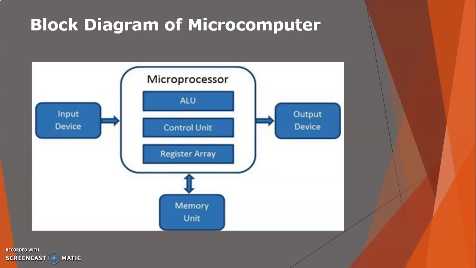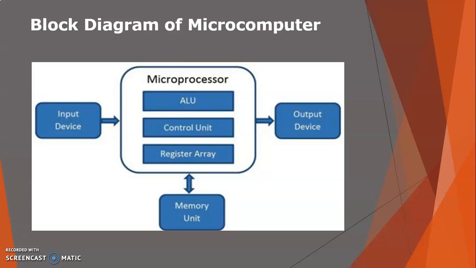Okay, so you can see the diagram. In the diagram you can see the input devices, and the microprocessor includes the ALU, control unit and register array, and then we have a memory unit where we can store the data, and after that you will get some output.